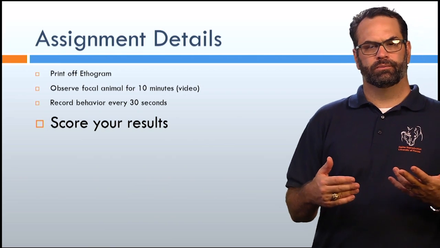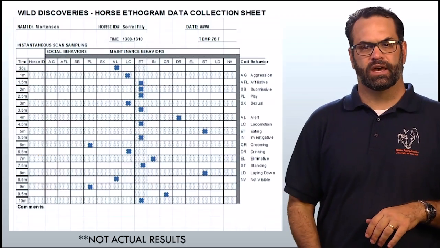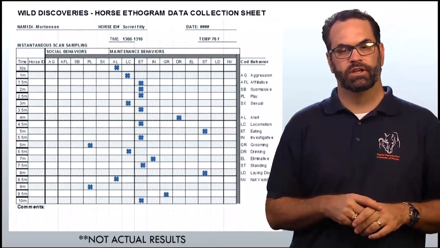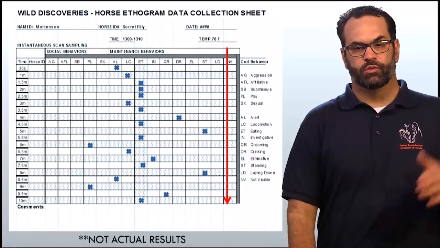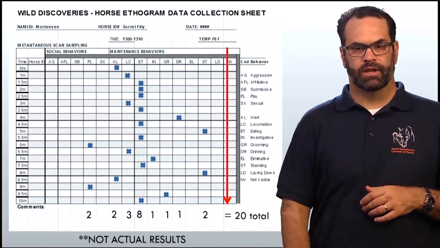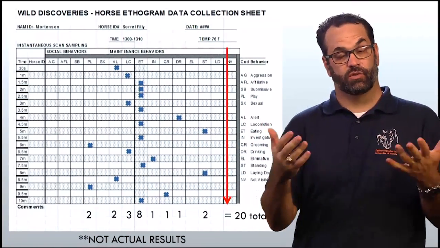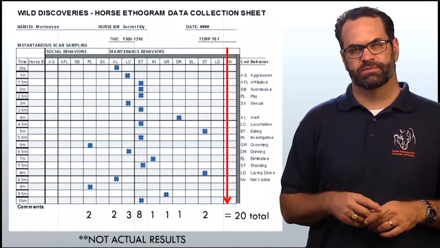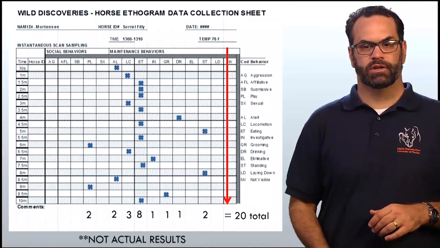Now, once you run through the video, you want to take your ethogram sheet and then open up our results and score them. Let me show you how to do that. This isn't actual results, this isn't what the video shows, I just filled it in randomly to show you. But here's a 10 minute observation period on a horse. You want to add down the columns all of the observations per behavior. The one with the most is eating here with 8, right? That's what horses do all day, is eat, eat, eat. You can see we added up the other columns, the other types of behaviors, and it should be 20 total if you were taking one every 30 seconds within that 10 minute period.